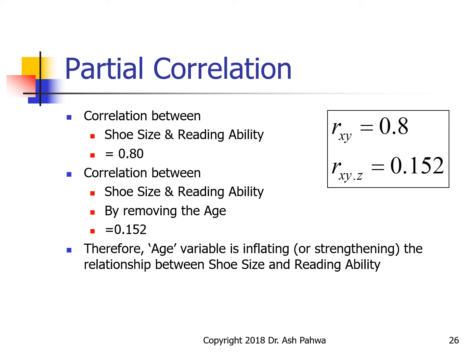Most of the time, the third variable is always a time factor. In this case, of course, we have age. And we are going to see a few more examples later on where time usually plays a very important role. So if you really want to find out the relationship between two variables, you have to remove the effect of time and then see the true relationship between two variables.